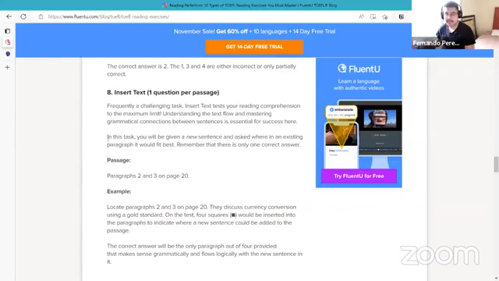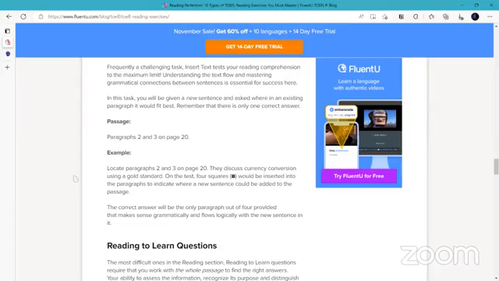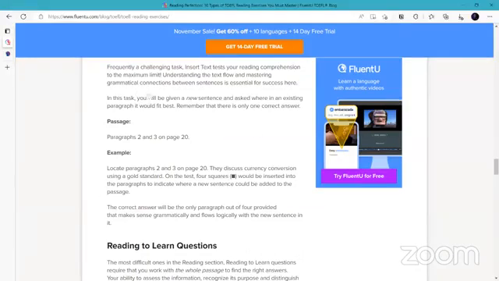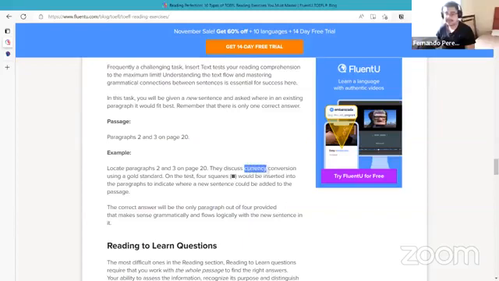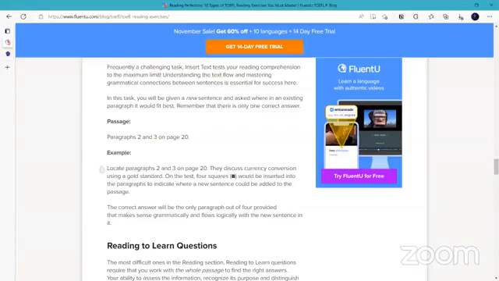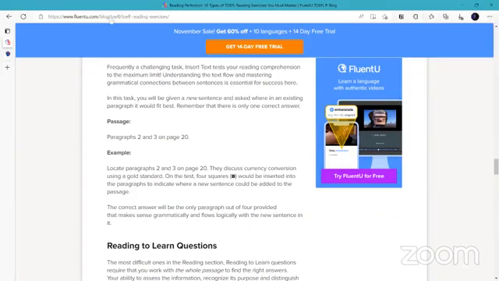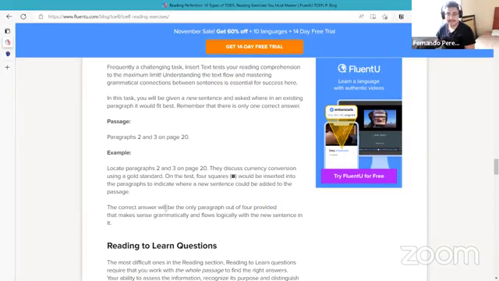Watch out, it doesn't say currency conversation. It doesn't say conversation. Conversion. Because you cannot make conversation about currency. They discuss currency conversion using a gold standard. One of the tests for squares will be, again, it doesn't say one.